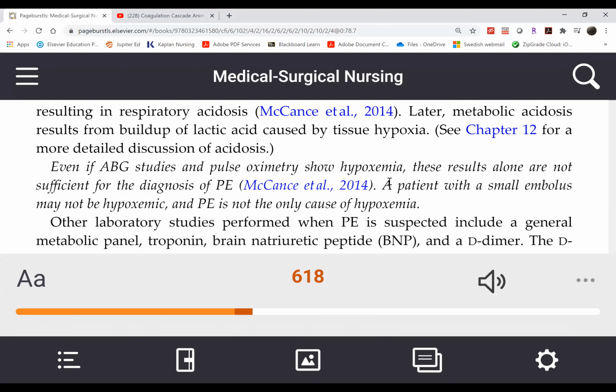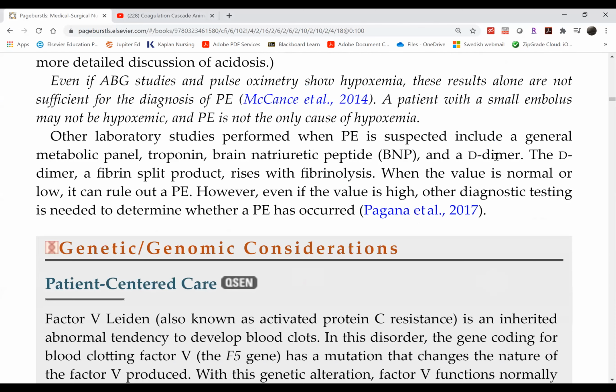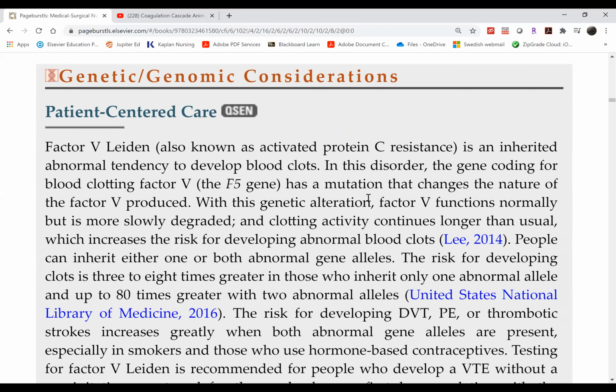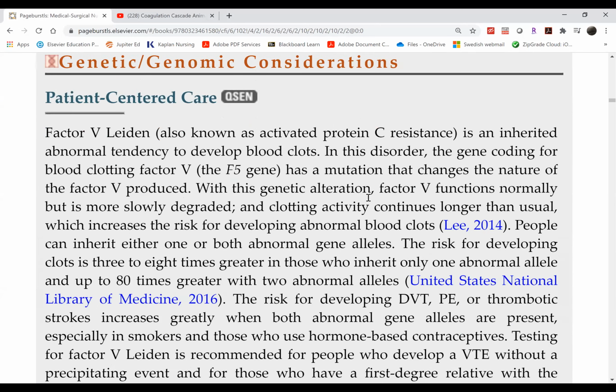So that's why it makes D-dimer very important. D-dimer was used in chapter 36 to help diagnose DVT, and then we also have D-dimer again used to help diagnose a PE. Now, the D-dimer here is not used to exclusively prove the presence of a PE or a DVT, right?